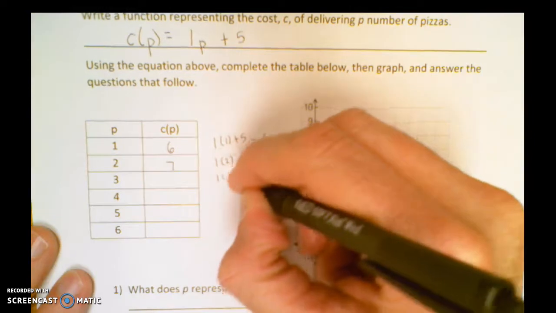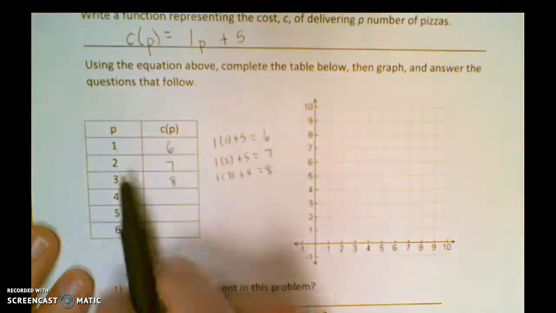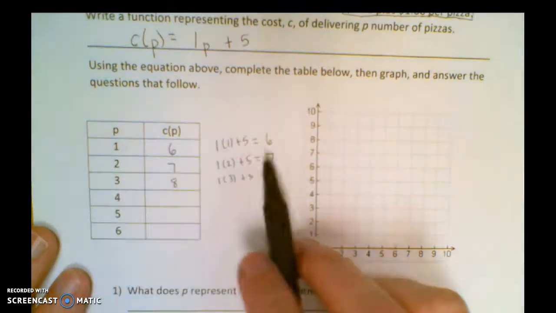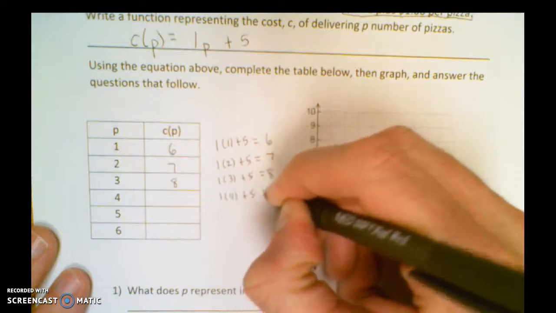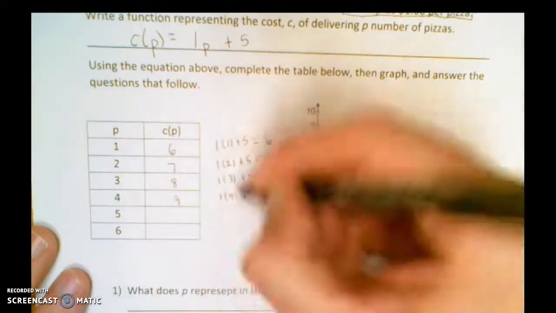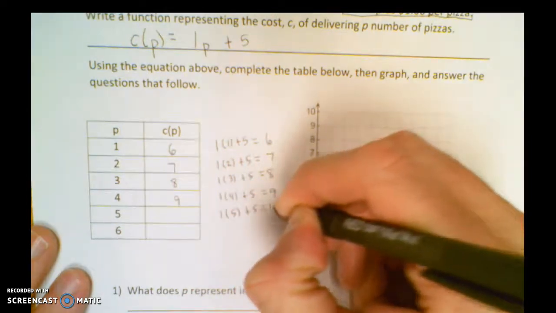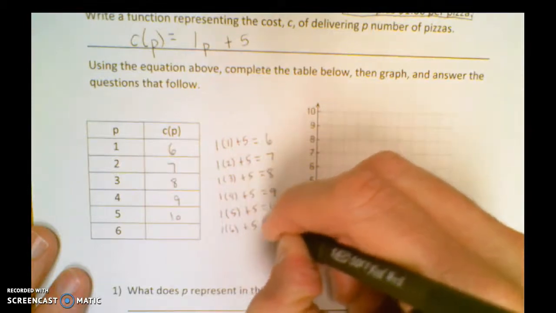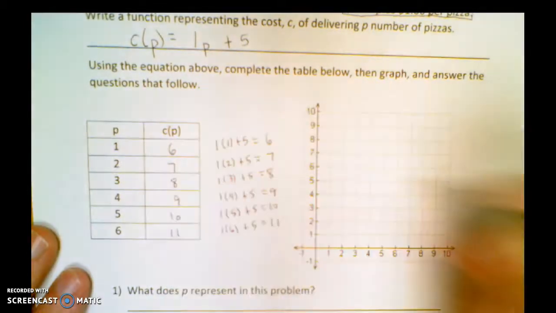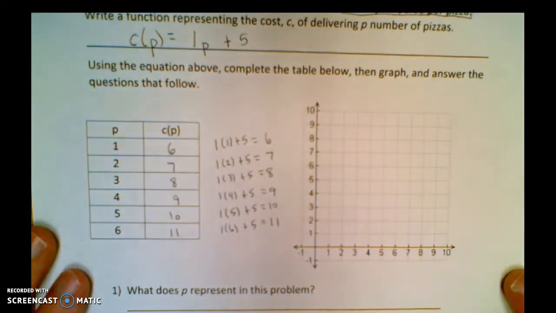1 times 3 plus 5 is $8. Notice all I'm changing is I'm changing the input, my number of pizzas, into my equation. 1 times 4 plus 5. And by now you've probably seen the pattern and figured it out. So this probably looks familiar from when we were working with solving linear equations and graphing. So functions are very similar to the graphs that we'd worked with before.